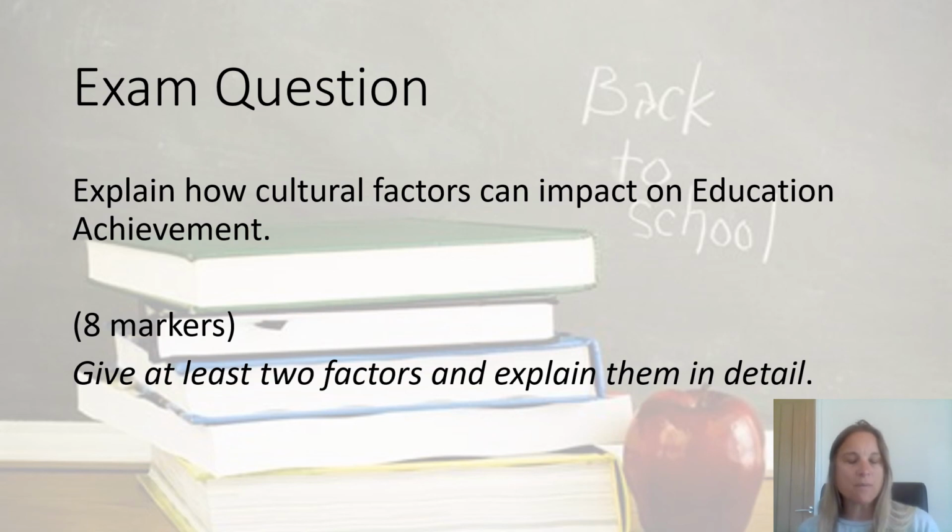We're going to finish with an 8-marker exam question. So remember, 8 marks, 8 minutes. You need to mention 2 factors, explain them in detail. And your question is, explain how cultural factors can impact on educational achievement. Achievement, remember, is the same word really as attainment. So you can, in your heads, think of either thing there. Good luck. See you soon.